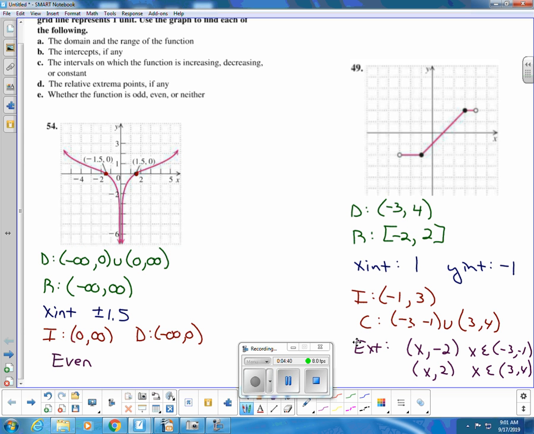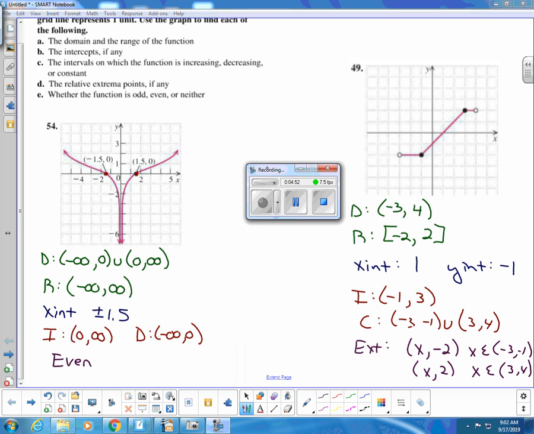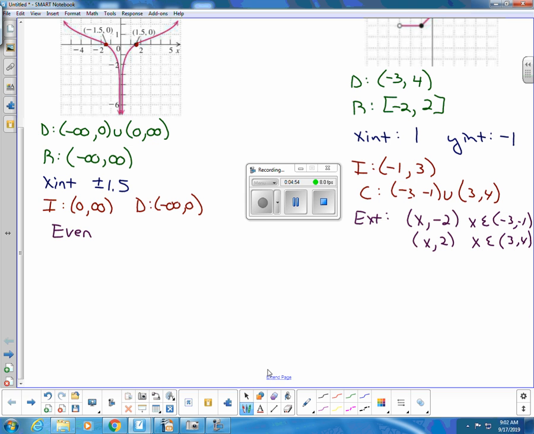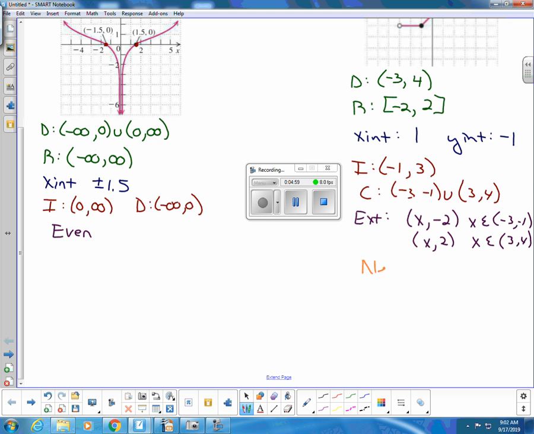And this is neither even nor odd. It's not even or odd. It doesn't reflect over the y-axis, nor does it rotate around the origin. So we'll say neither.